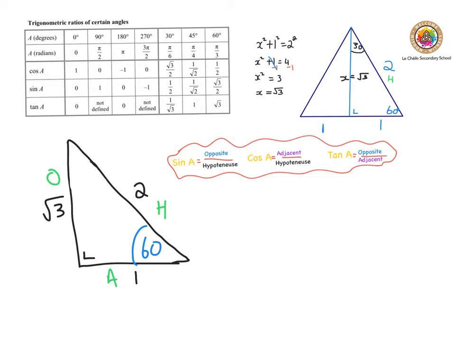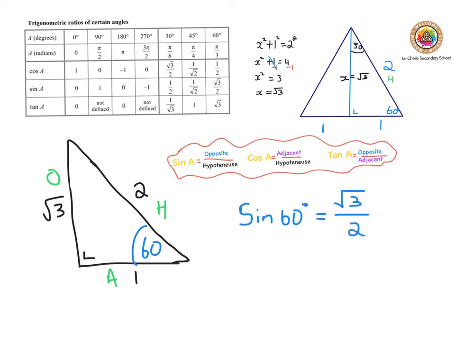And so again, I'm just going to write out sine, cos, and tan of 60 degrees. So sine of 60 degrees is equal to opposite. So opposite 60 degrees is root 3. And that's over the hypotenuse, which is 2.